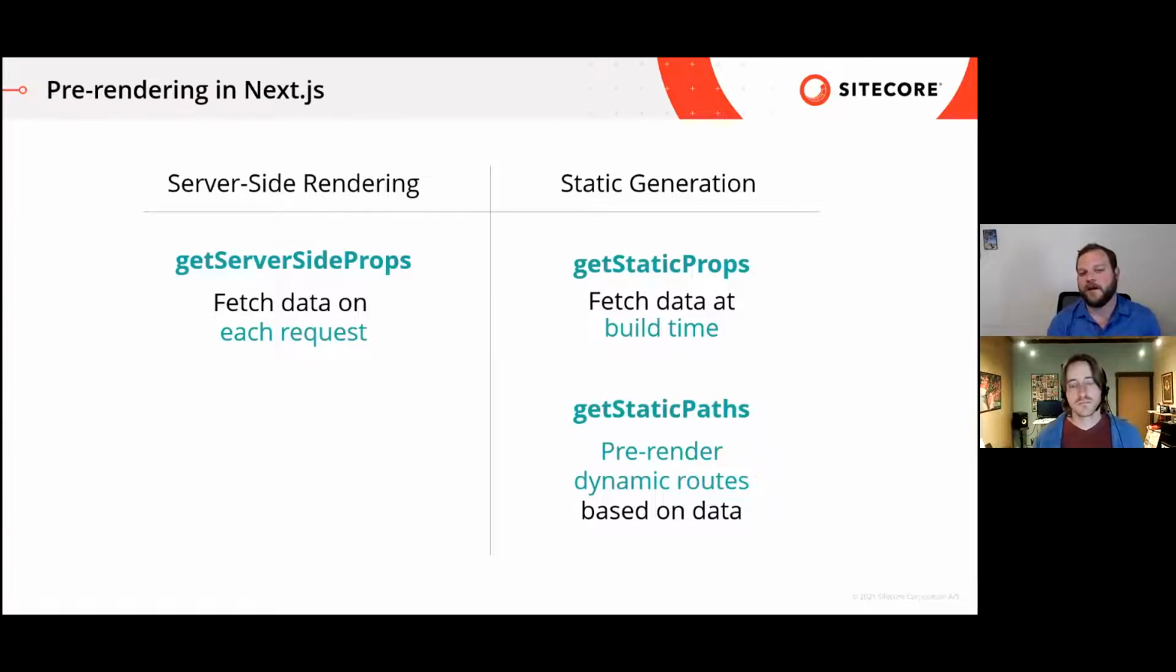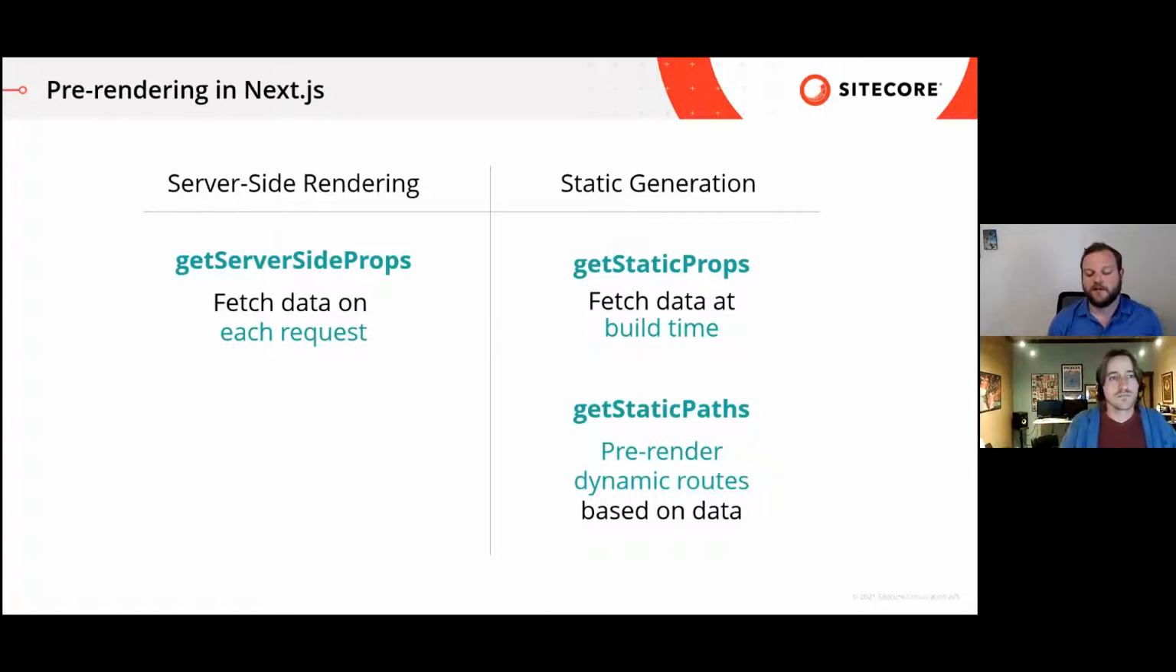On the right-hand side, getStaticProps and getStaticPaths are static generation methods. So if your page has these two methods, it's going to do static generation and create that content at build time. So it really just comes down to these three methods. They're unique to Next.js, but it helps determine if your page is server-side rendered or static site generation rendered.